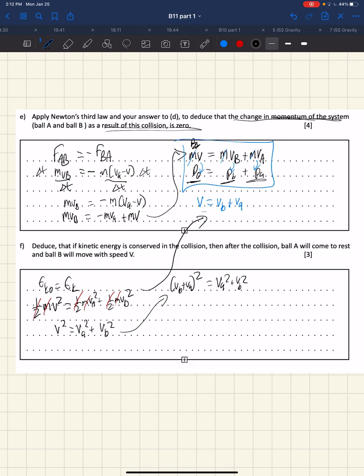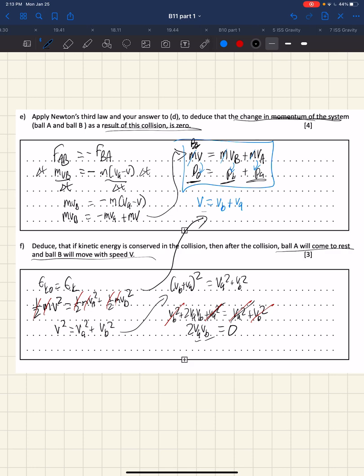So using FOIL on this, we get v_B squared plus 2 v_A v_B plus v_A squared equals v_A squared plus v_B squared. If we subtract v_A squared from both sides, those go away. And if we subtract v_B squared from both sides, those go away. And we are left with 2 v_A v_B equals 0. So that means either v_A or v_B equals 0. So now, after the collision, A will come to rest and B will move with speed v.